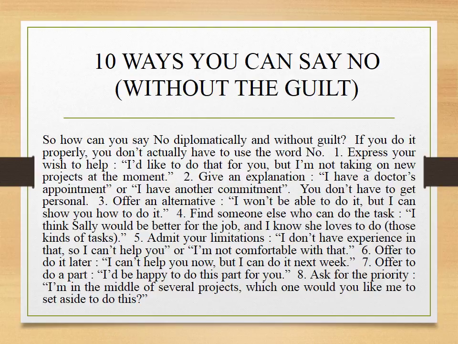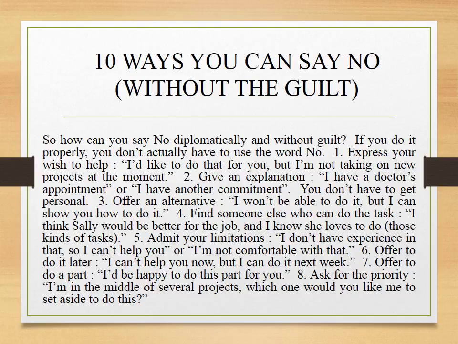3. Offer an alternative. I won't be able to do it, but I can show you how to do it. 4. Find someone else who can do the task. I think Sally would be better for the job, and I know she loves to do those kinds of tasks. 5. Admit your limitations. I don't have experience in that, so I can't help you, or I'm not comfortable with that.